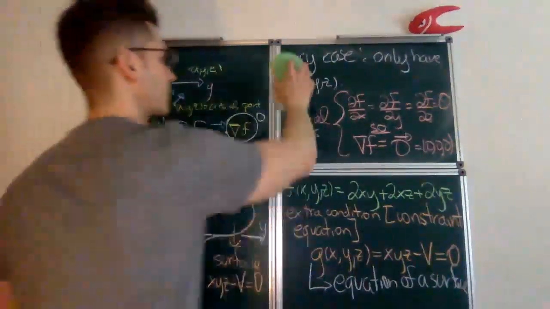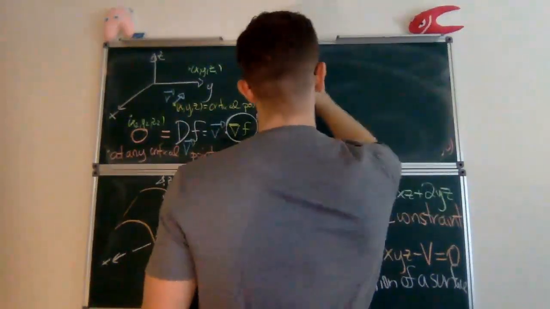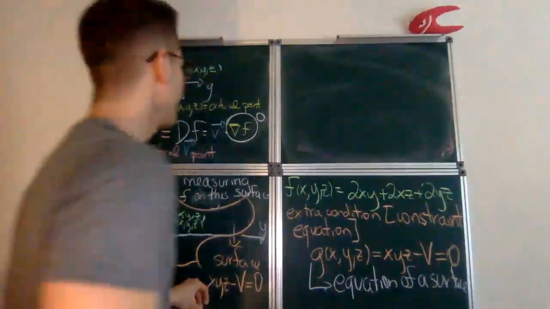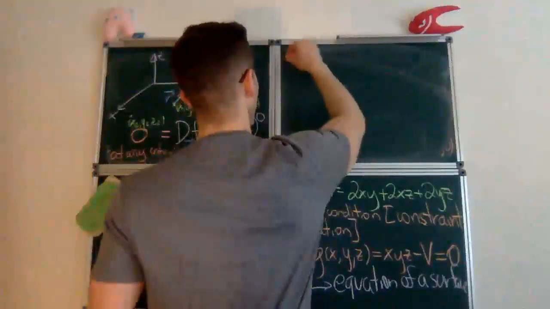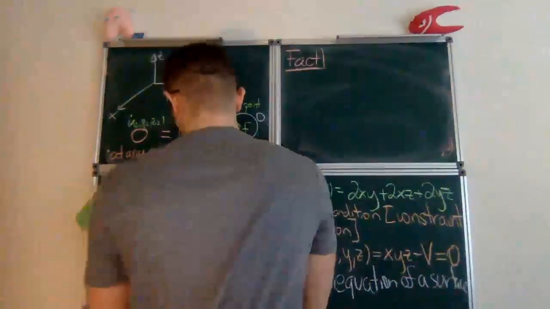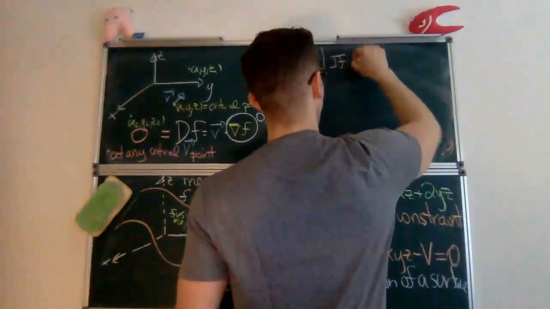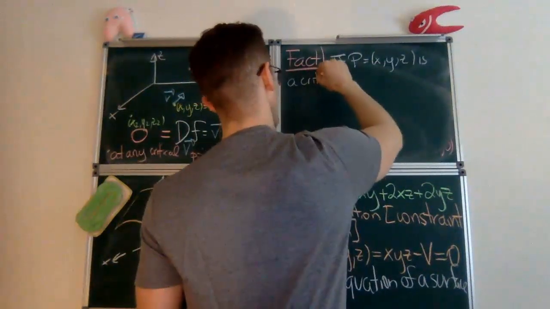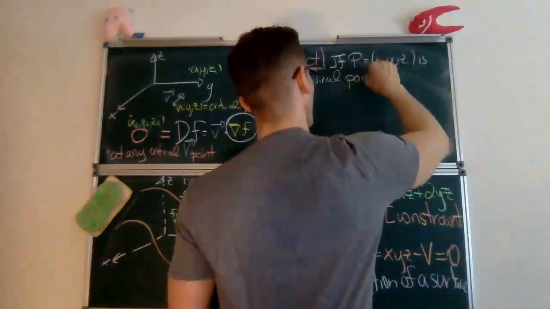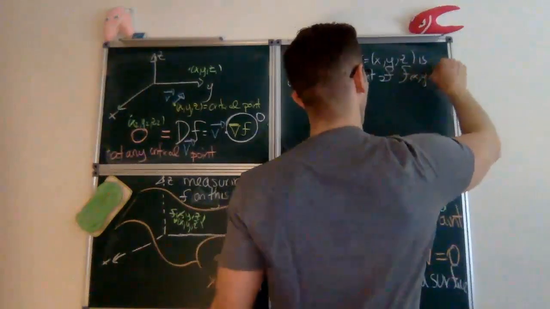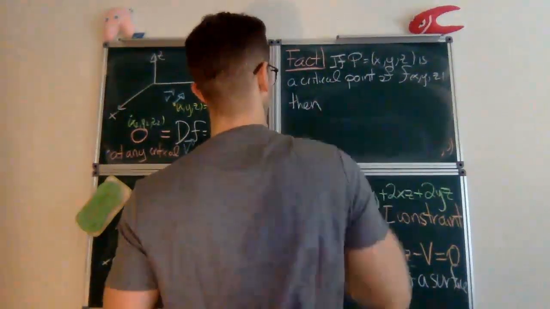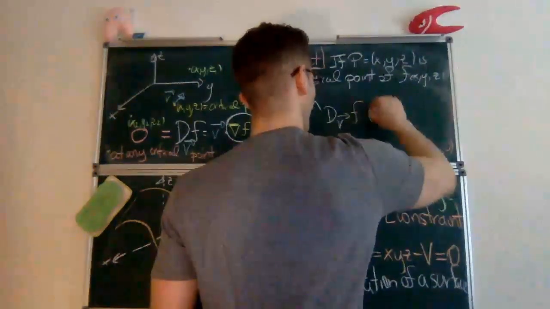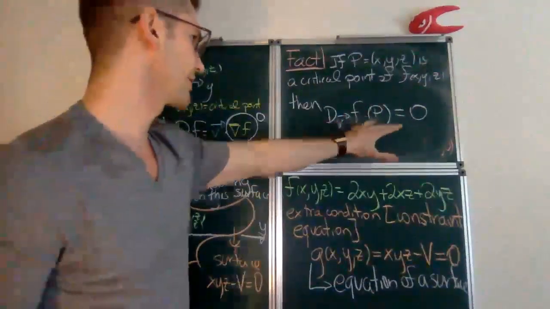Right, so this is important enough that we should write it separately. So what I'm trying to say, just to summarize this discussion, is that if you have a critical point of f, then all directional derivatives vanish.